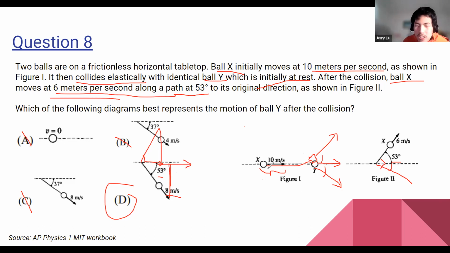So you can use a calculator for this in your spare time, just change the numbers a little. But yeah, you would get 8 as your final answer because it's just 10 minus 6 times the cosine of 53, and then you have your two components for the Y vector, and just square those and add them up. One should be a cosine and one should be a sine, just square together, and then you should get pretty close to 8.